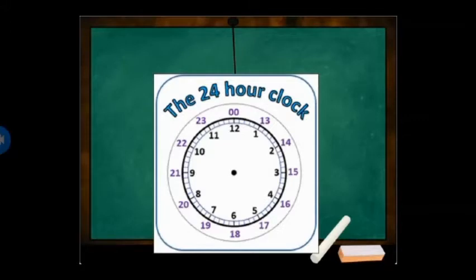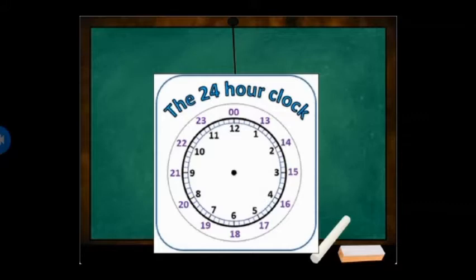Now 22:45 is a railway timing, and 10:45 is 12 hours timing. Railway timing means it is 24 hours timing, and 12 hours is what we normally use. Now 24 hours timing is framed only for trains and aeroplanes. Okay. Now here you can see the chart of the 24 hours clock.